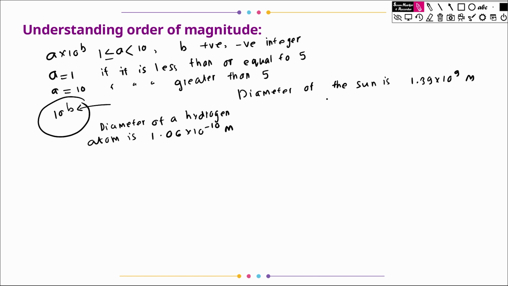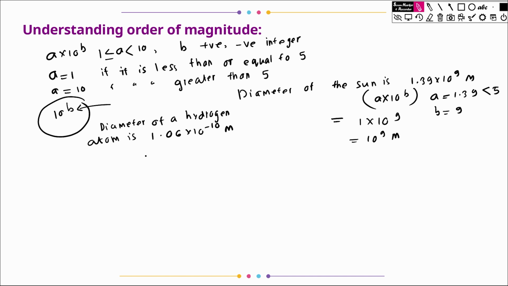Now we told that in the powers of 10 method, we express numbers in a × 10^b format. So here we can see a is 1.39 and b is 9. We told that we can approximate the number a to 1 if it is less than or equal to 5. You can see in this case, a is 1.39, which is less than 5. Therefore, we can approximate it as 1 × 10^9, that is 10^9 meter. So we can see the diameter of the sun is of the order of 10^9 meter.